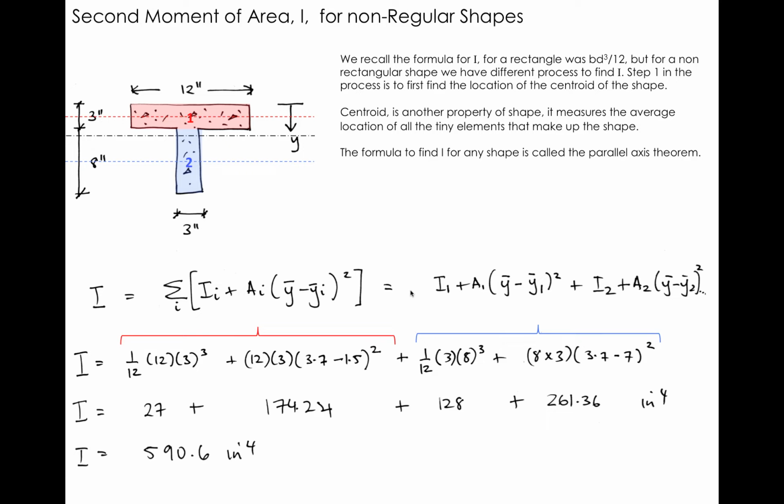I want you to notice that by far the largest contributor to that number are the areas times the distances squared, not the actual resistance to bending of the shapes themselves. This is an effect that you would see exacerbated if we did this calculation for a steel beam, where it would be all about how high up and how low down we put the top flanges and bottom flanges of our I-beam, and not so much about how good each of those individual pieces of steel were at resisting bending.